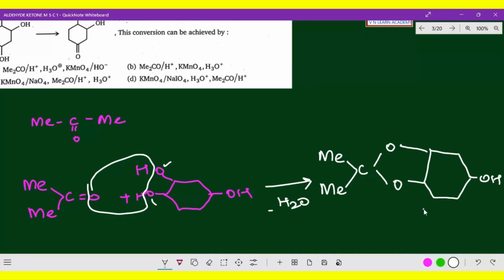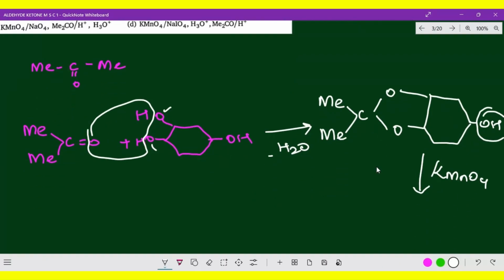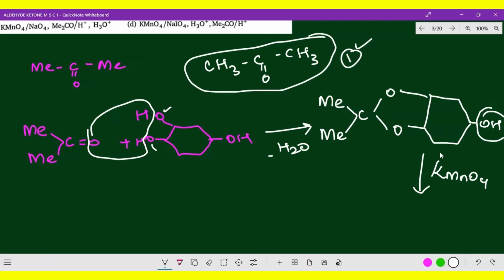Okay, now here KMnO4, the second one is KMnO4. Why are we using KMnO4? It is an oxidation process to convert this OH into a keto group. Generally when we go for high oxidation of an alcohol group with KMnO4, you will get a keto group. That is the reason. So this is the first point, dimethyl ketone, that is actually CH3 C double bond O CH3, Me2CO as mentioned. So this is the first one, and this is the second one.